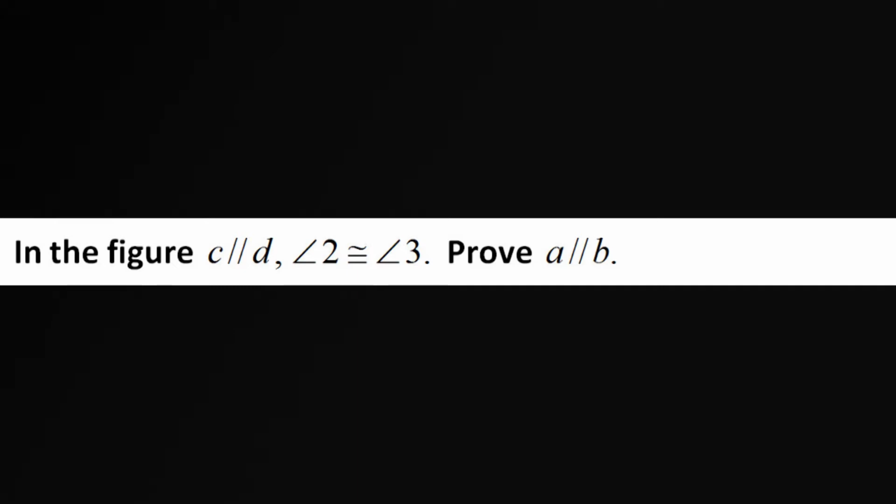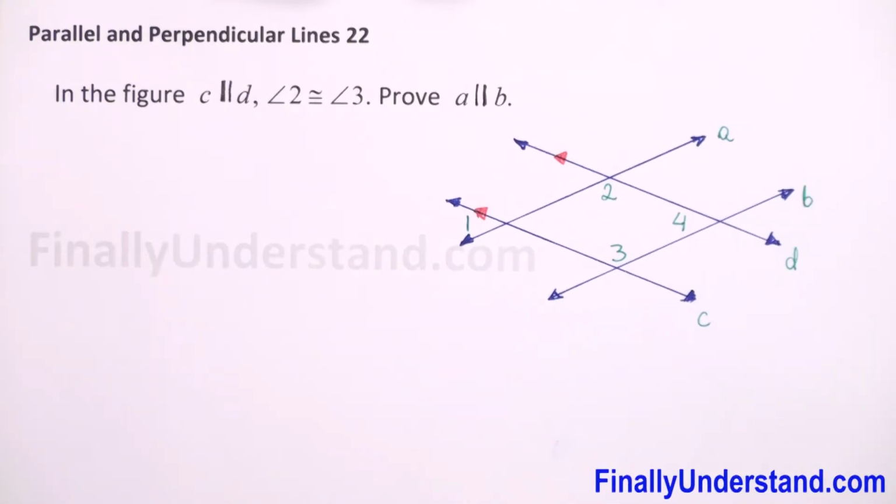In the figure, we are given that line C is parallel to D, and angle 2 is congruent to angle 3, and we have to prove that A is parallel to B.